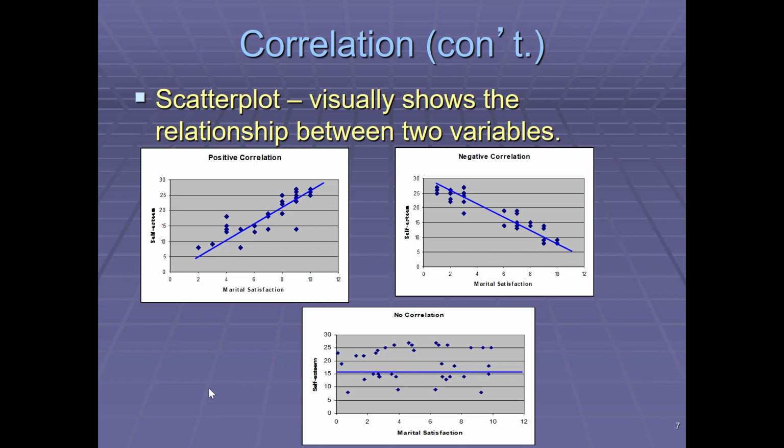With the scatter plot, it visually shows the relationship between the two variables. And this is what the positive correlation looks like. And then you see the direction it's going, and then this is the negative correlation. And this is what the no correlation looks like. So basically just a visual of what it looks like when you get either positive, negative, or no correlation between variables.